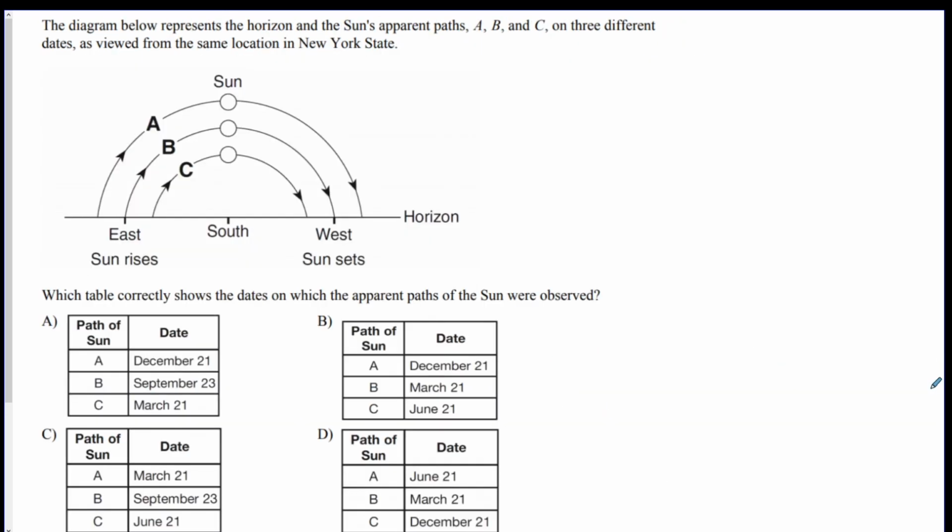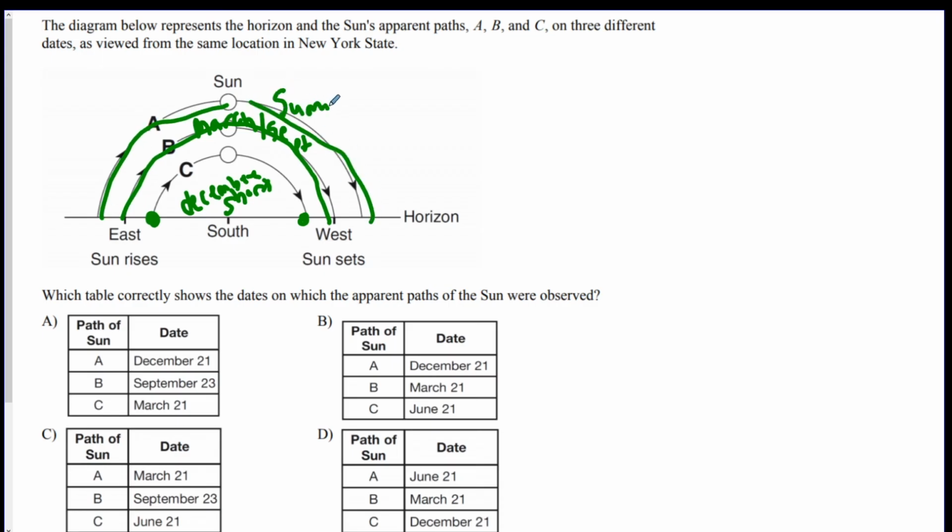All right, which table shows the dates on the apparent paths that are observed? So C shows rises southeast, sets southwest. This is December. It's also the shortest path. That makes sense. Then we got the median path rising directly east and setting directly west. That's March and September. And then we got our long path and our highest path. That's your summer or June. So June is A, which this is out. Oh, there's only one with June as A. Yay, D.